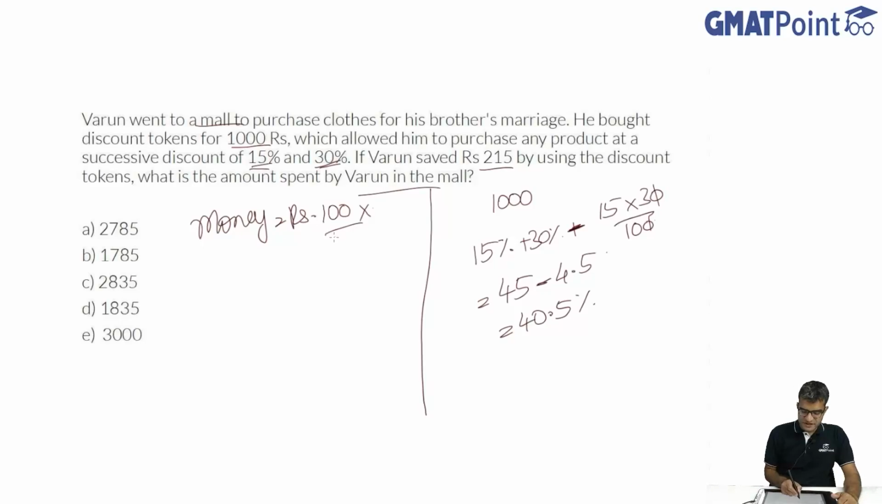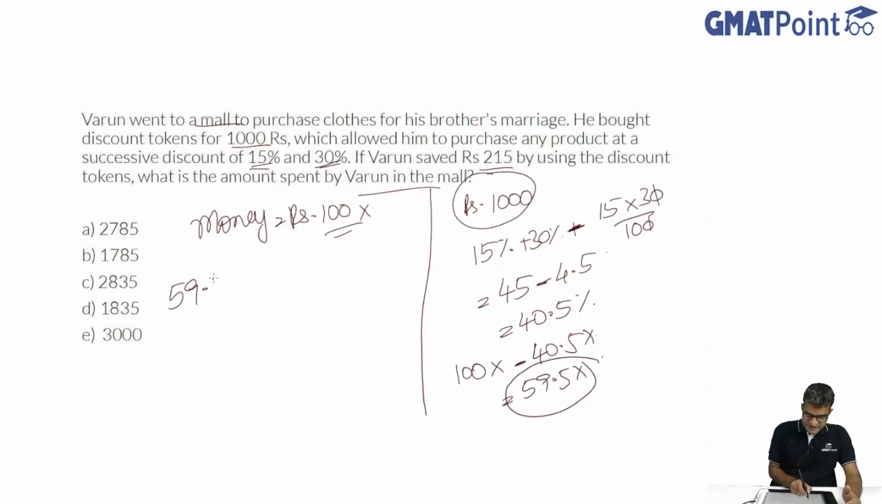And because we assumed that he came with 100x, the amount of money that he spent, in addition to the rupees 1000 that he spent to get the discount coupons, will be 100x minus 40.5x. This is equal to 59.5x. This is the amount of money that he actually spent. The amount of money that he actually spent is 59.5x. This is the money that he spent on purchasing his products, plus 1000 rupees that he spent on the discount coupons.